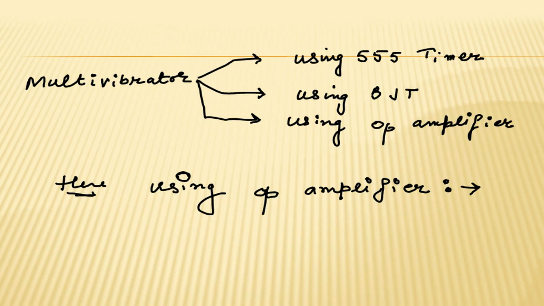Now a multivibrator can be built using a 555 timer, using BJT, or using an op amplifier. We will discuss today the multivibrator with the operational amplifier. Now the circuit diagram.